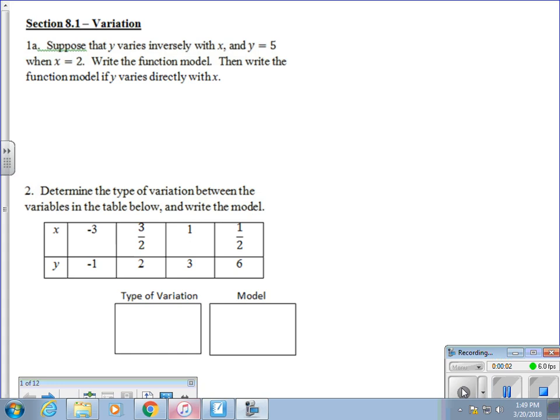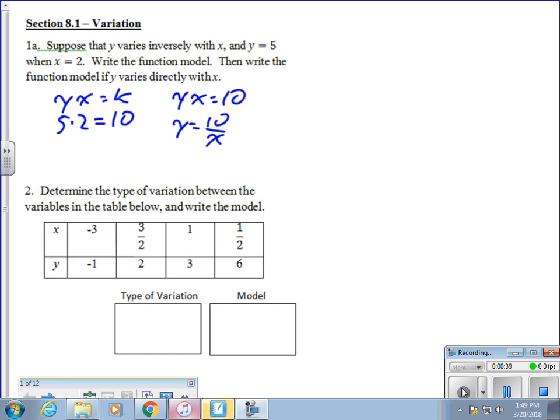Okay, question number 1. Suppose y varies inversely with x. Inversely means you have y times x, and y equals 5 and x equals 2. So 5 times 2 gives me my k, which is 10. Okay, it says write the function model. So in other words, y times x equals 10, or y equals 10 over x. Either one would work.